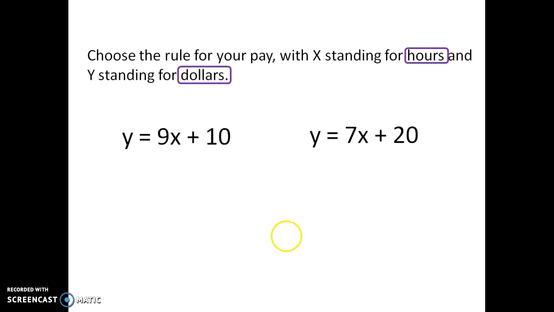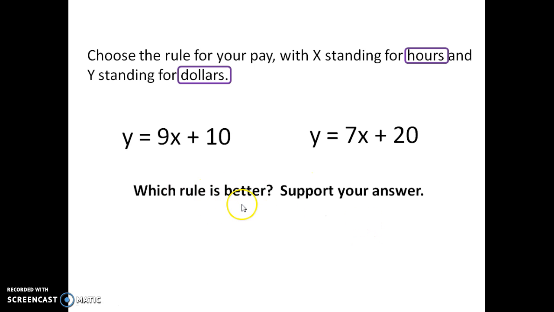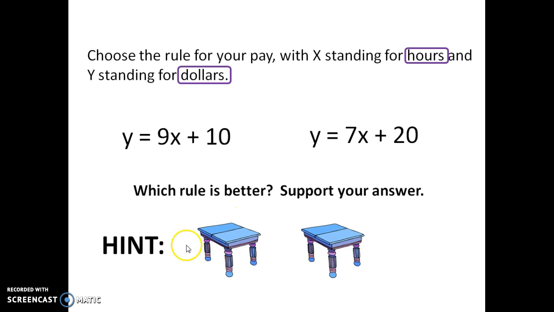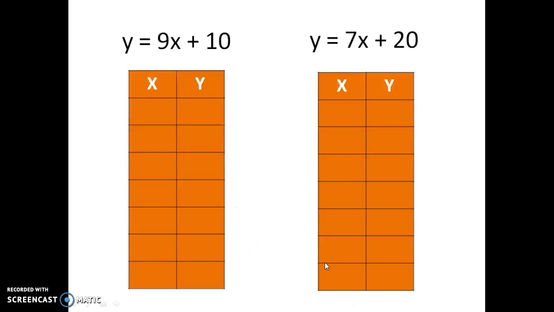So you have a choice. You can either get $10 for gas and $9 per hour, or you can get $20 for gas and $7 per hour. We're going to see which rule is better, and we're going to support our answer with a table. Hint, hint, using tables. So let's use our tables here.